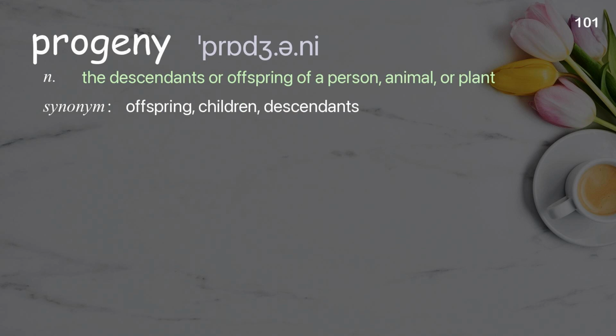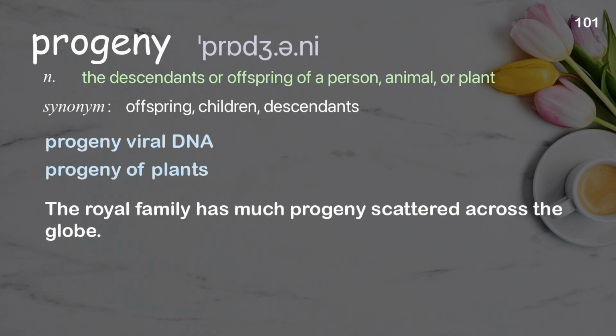Progeny. The descendants or offspring of a person, animal, or plant. Examples: Progeny viral DNA. Progeny of plants. The royal family has much progeny scattered across the globe.